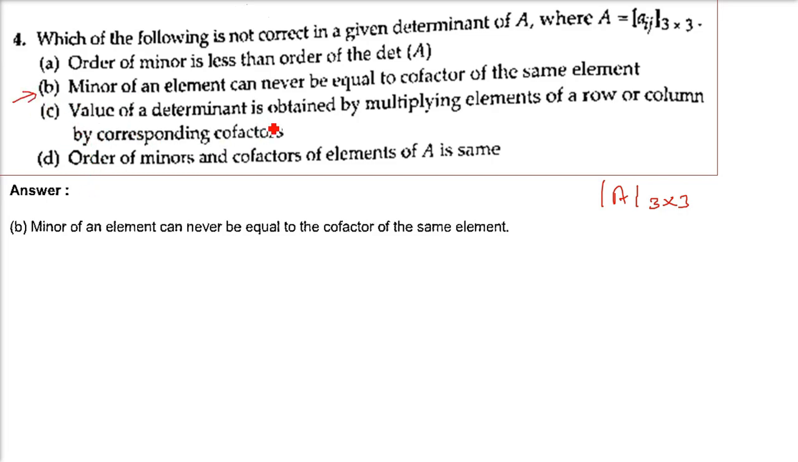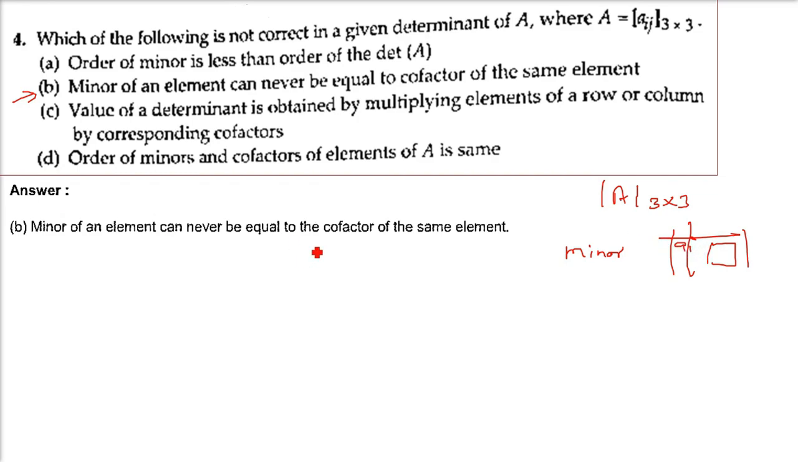Minor of an element can never be equal to the cofactor of the same element. See, minor and cofactor are just equal up to a sign. What I am trying to suggest is that cofactor is just a minor with a sign, and the sign depends on minus 1 to the power i plus j, where i and j are the row number and the column number.